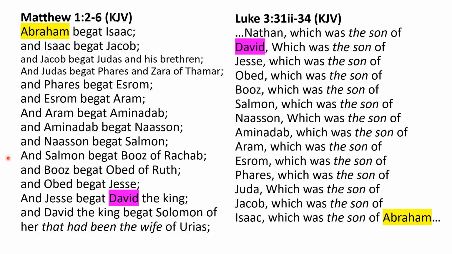Moving along with our comparison, in Matthew it states, "And Salmon begat Boaz of Rachab, and Boaz begat Obed of Ruth, and Obed begat Jesse, and Jesse begat David the king." Similarly, in Luke, we have David, which was the son of Jesse, which was the son of Obed, which was the son of Boaz, which was the son of Salmon.